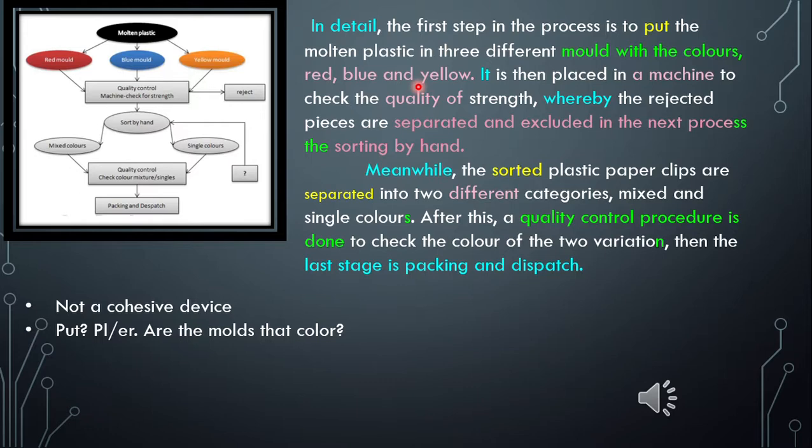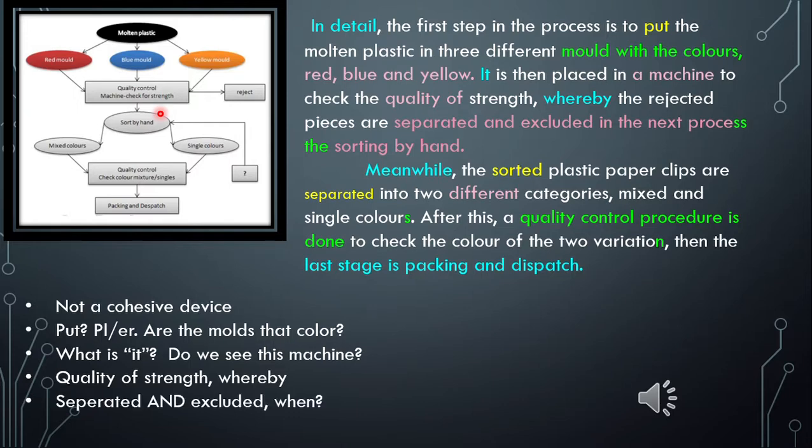It. What is it? The paper clips? Well, it'll be they. And placed in a machine. Where is this machine? I don't see a machine. The paper clips are machine checked, but it doesn't mean that they go in the machine. For their quality of strength. No, we don't need just strength. Whereby is we use that with ideas. Are separated and excluded. My goodness.